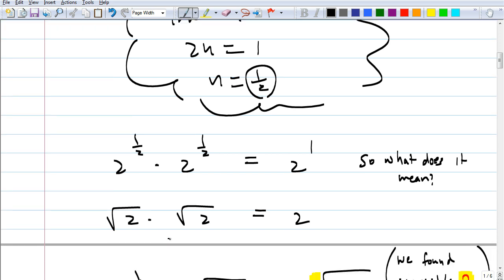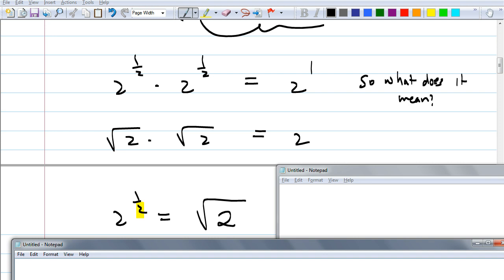So by this example, 2 to the half power must be square root of 2. Are there any other numbers other than square root of 2 that you could plug in for 2 to the half power? In other words, is there any other number you could use? No, there's only one. So that's what it means. Square root of 2 means 2 to the half power, or 2 to the half power means square root of 2.